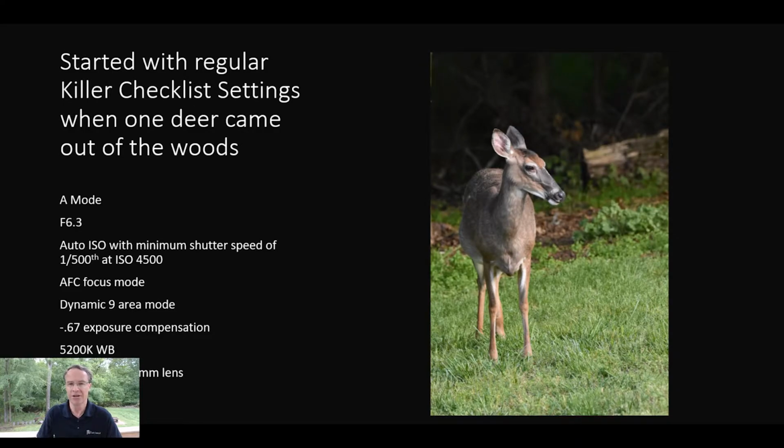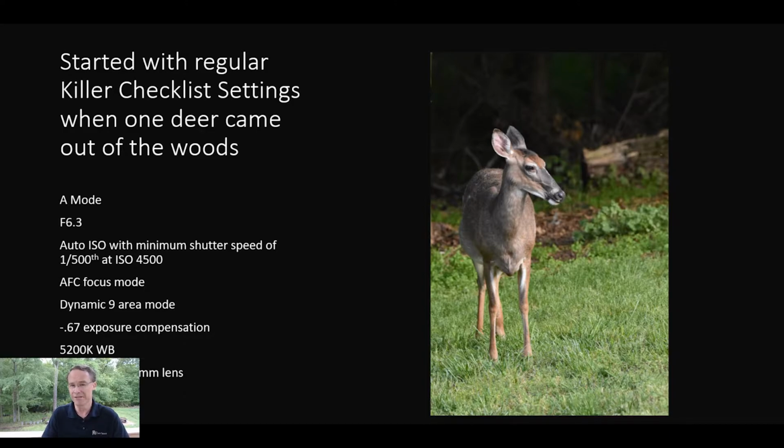I started off photographing with my camera already set up with my default settings: aperture priority mode and f6.3, the lowest aperture on the lens that I was using. I was set up on auto ISO with a minimum shutter speed of 1/500th of a second. We had a session earlier this week where we talked about that setting, and that gave me an ISO of about 4500, so getting up there, but not uncommon for wildlife, especially at dusk. I was in continuous focusing mode, and I was in Dynamic 9, which is a smaller selection of autofocus area points.